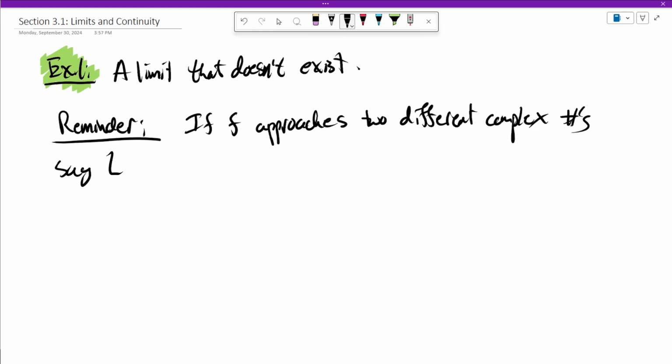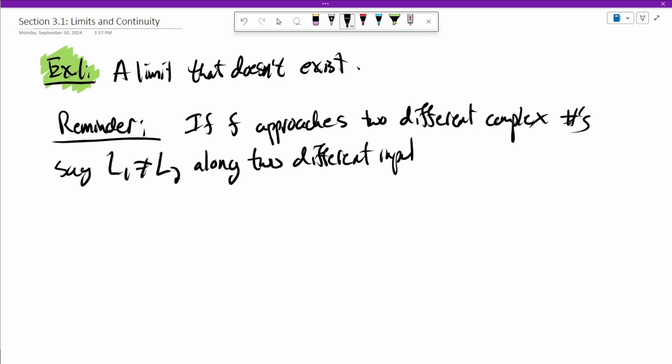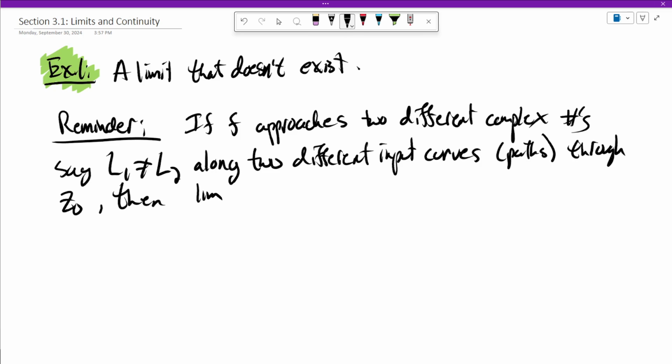say L1 and L2, and they're not the same, and the values are approaching that along two different input curves. You should think about these input curves as just paths. And usually your path starts somewhere and then ends at the point you're taking the limit at. Then the limit cannot exist.